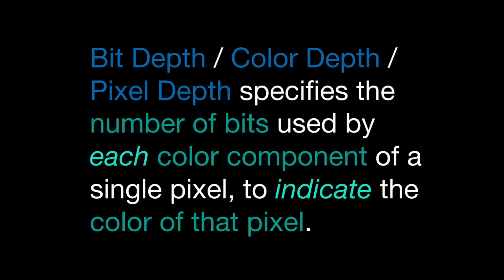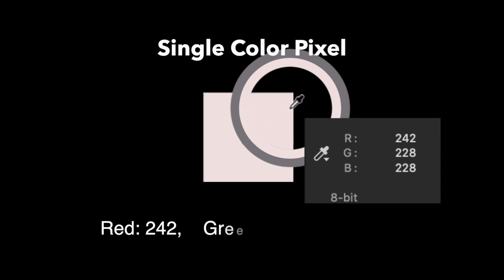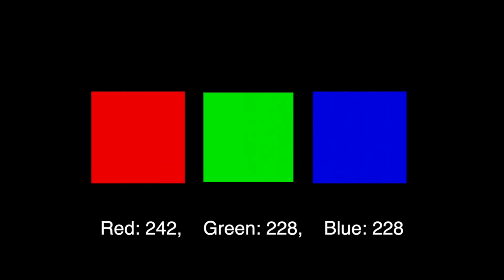So what does this mean? Let's break it down. A digital image is made up of millions of pixels or megapixels, and each pixel displays only a single color. And this color is created with three specific values of the red, green, and blue color components. To see how RGB colors combine to produce colors, watch this video linked above.